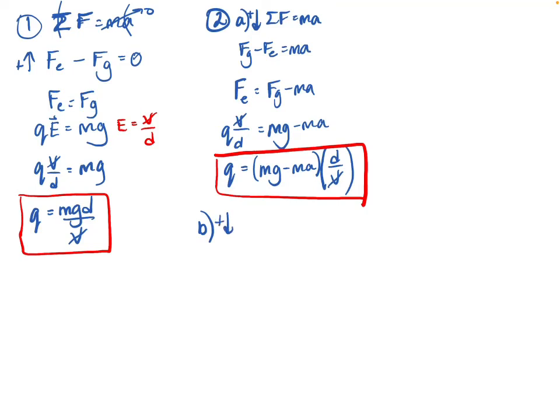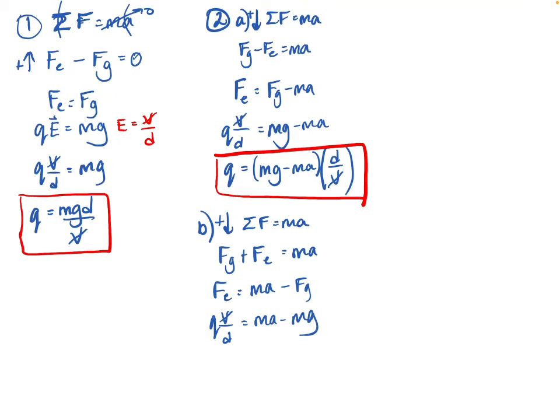So in part B, we still have downwards as positive, absolutely, and our sum of forces equal to mass times acceleration still. But here we add gravitational force and electric force because they're both headed downwards. And so here, if I want to find the charge, I'm going to solve for Fe. And that, in this case, would be mass times acceleration minus the gravitational force, okay? Which means Q times voltage divided by distance between plates is equal to ma minus mg. And, of course, I multiply both sides by displacement over voltage. And I get my charge here, okay?